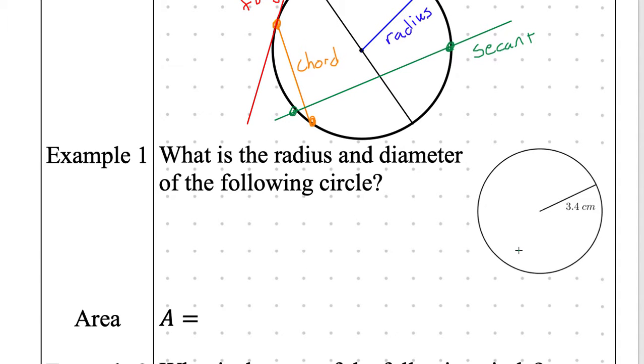What is the radius and the diameter of the following circle? So let's go ahead and write down, let's say R is equal to blank and D is equal to blank. Who knows these? It's labeled right there. You just need to know which one is the radius, which one is the diameter. You need to have units on this one.